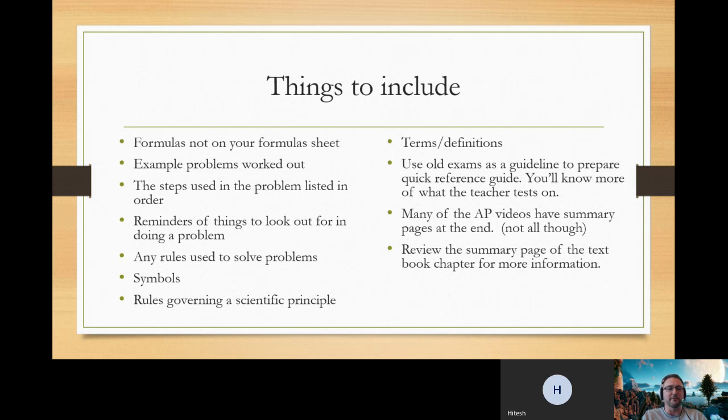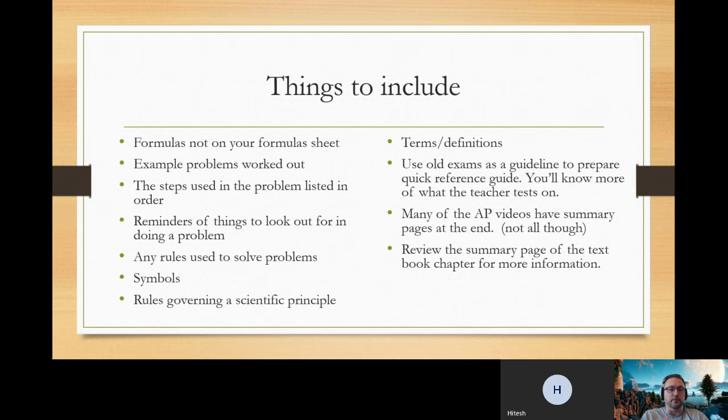I would not recommend writing that thing out. Hopefully you have a copy of it. I've tried to make sure everyone did. But you want formulas that are not on that sheet on your quick reference guide. So you might have a quick reference guide for topics, and then an equation quick reference guide. Include example problems that are worked out, with the steps used in the problem listed in order. You kind of want to write those steps out. That's always a good idea, because a lot of them show step by step how to do something, and that can often be helpful.